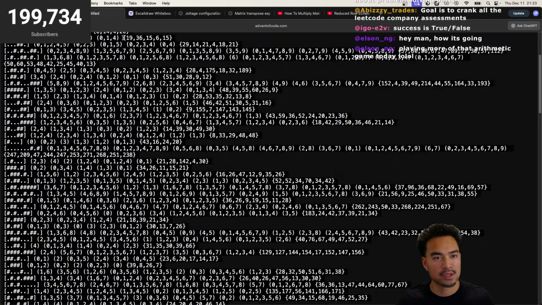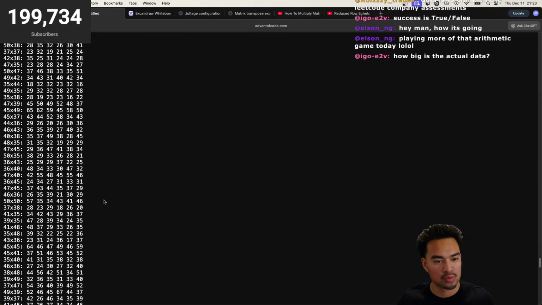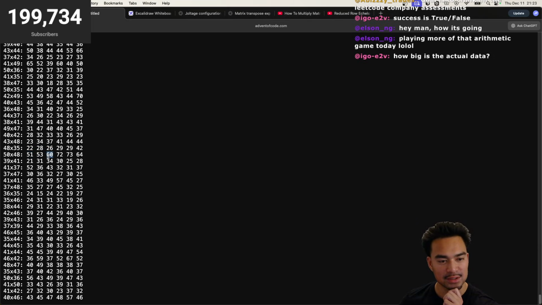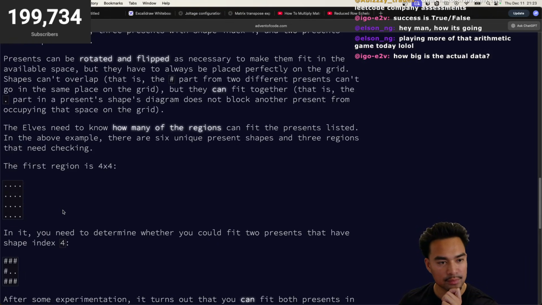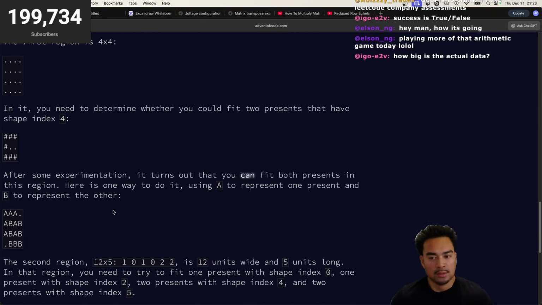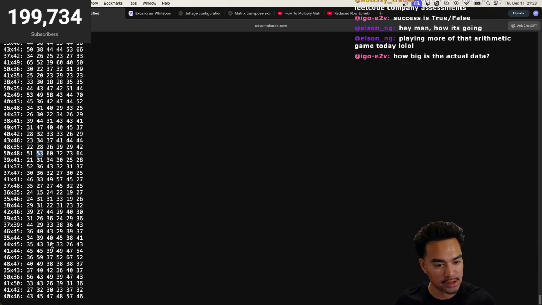How big is the actual data? Yeah, we can see if we could brute force it. Ooh. 50. Oh no. Yeah, you can't really. I don't know if you can, because we have to put 51 of these. Does it have to fit perfectly on the floor? Yeah, I don't know if you could actually brute force it.